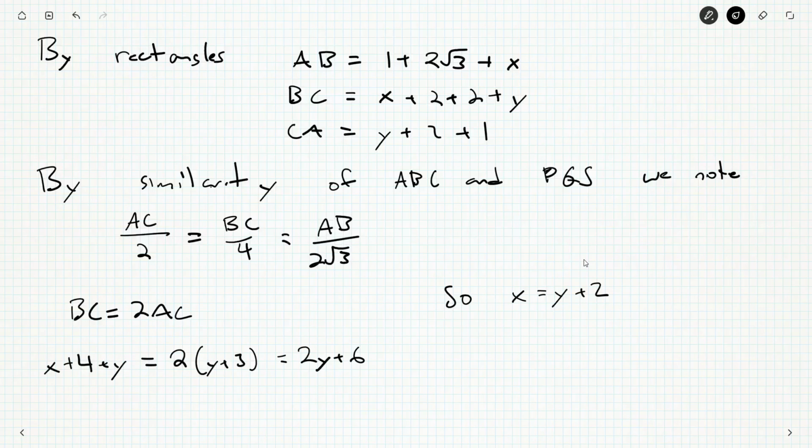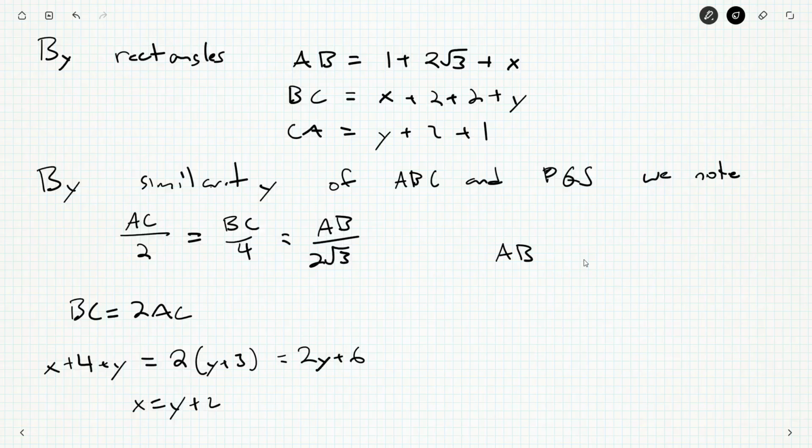And from there, what do we do now? So what? I guess I should plug it into... Yeah, I guess we have to use the other equation. So we'll move this over here. X equals Y plus 2.